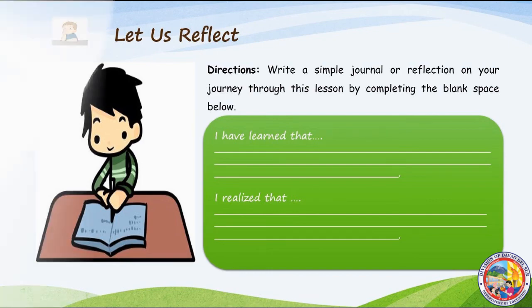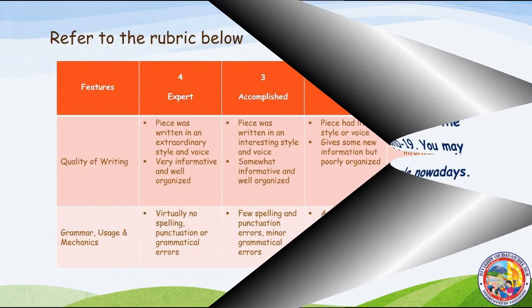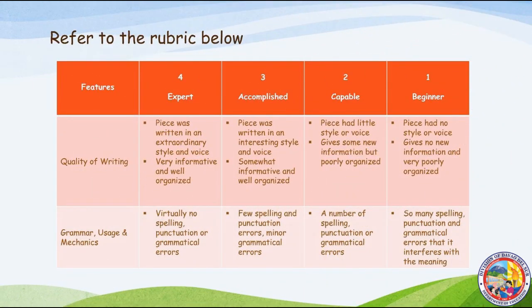And for your assignment, refer to this YouTube link. On a clean sheet of paper, discuss your stand about the existence of coronavirus disease 2019 or COVID-19. You may cite your general opinion on how it affects the people nowadays. Your essay must not exceed 150 words. Here is the rubric as a guide in giving points to your additional activity or the assignment.